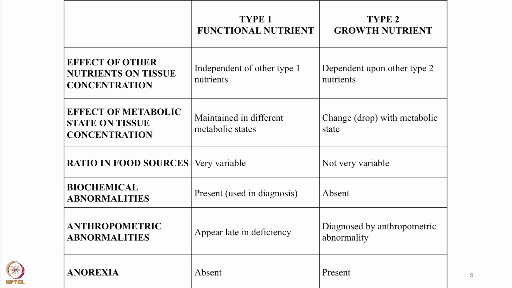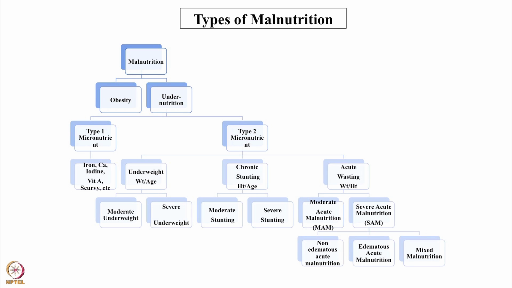Some of them are kind of rate limiting nutrients, meaning even if you give a lot of protein, but if that protein source doesn't have, say, enough zinc or enough magnesium or any of those, children will not grow. Okay, so that's called your hidden hunger. Now, these are types of malnutrition.